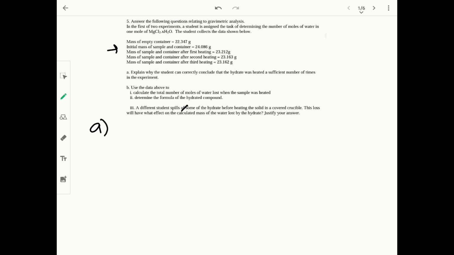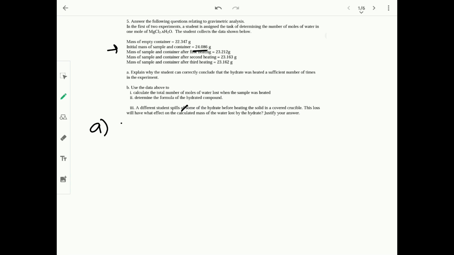Let's do part A first. How can the student correctly conclude that the hydrate was heated a sufficient number of times? As you can see, the initial mass is 24 grams. When you heated it the first time, you lost around 1 gram because some water has evaporated. The second time, you've lost a little more mass, but the third time, you've barely lost any mass.